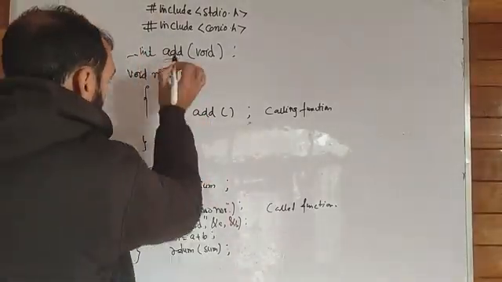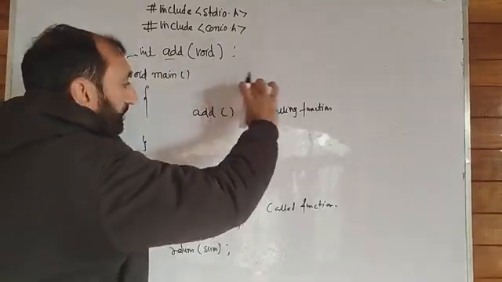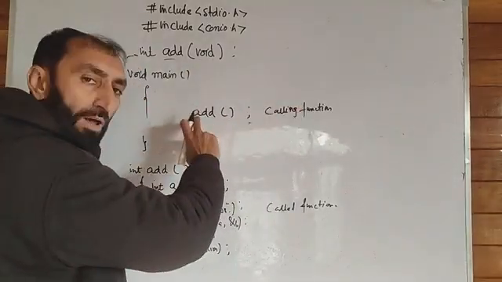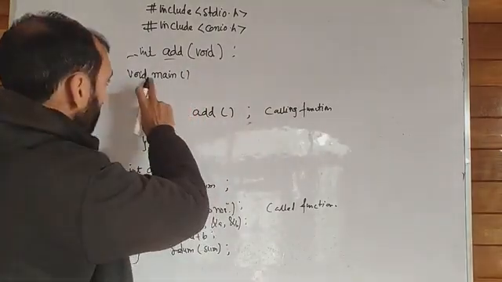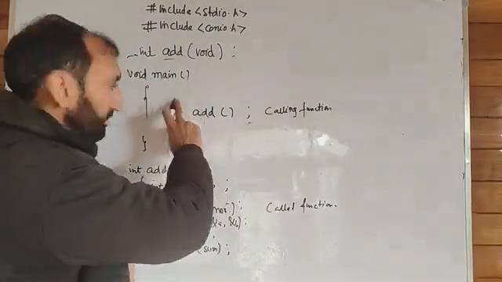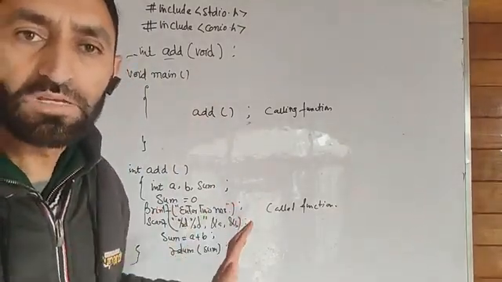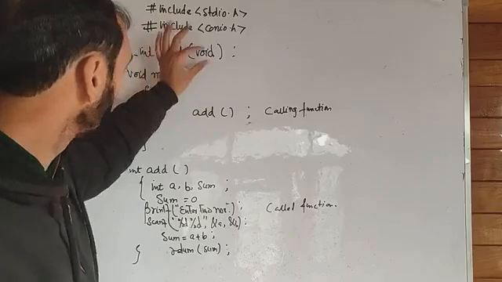And add is the name of the function. Why is it that no parameters are going to be passed from this calling function? Because it's a calling function. No arguments are going to be passed by this. So it is void.